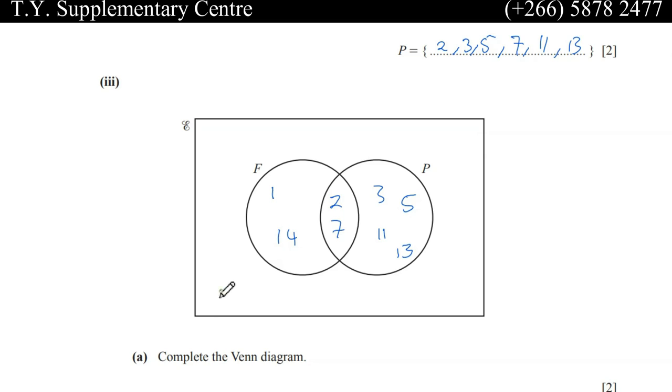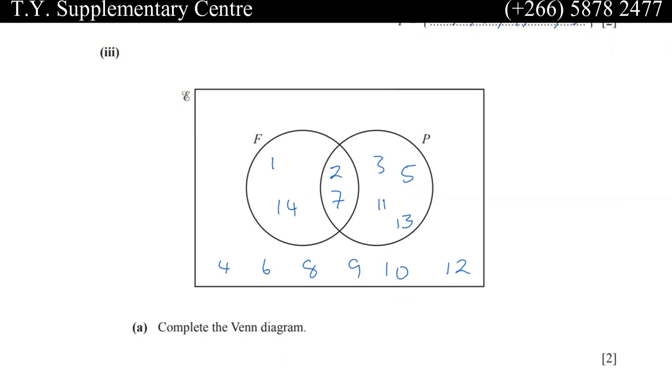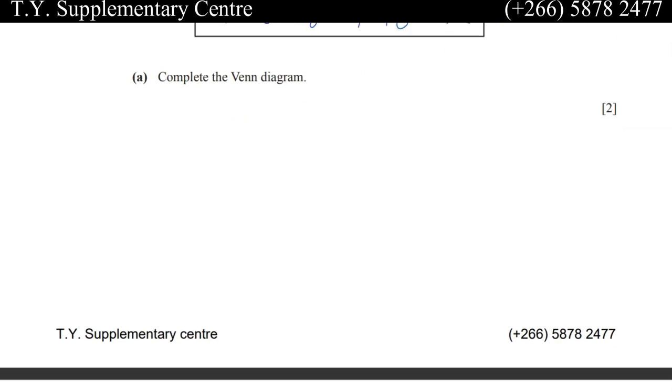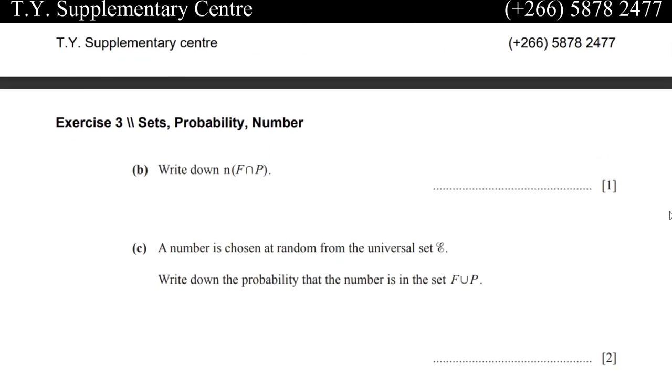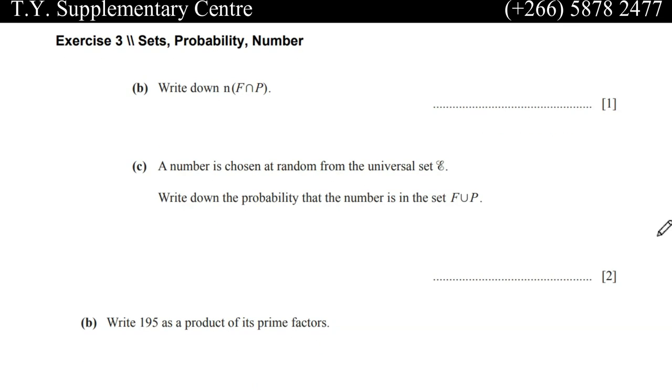So that would be 4, 6, 8, 9, 10 and 12, because these are the elements which are neither in set F nor in set P. So this is how you should complete this Venn diagram. All right, let's move on to the next part of this question.